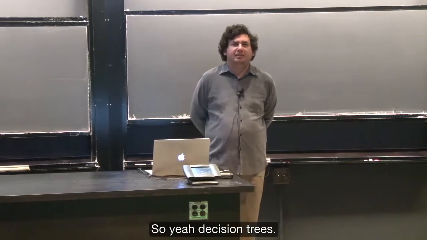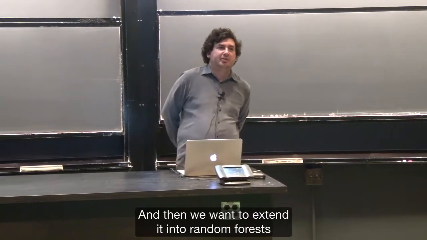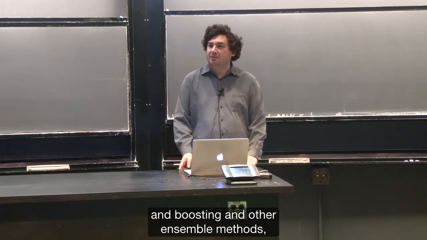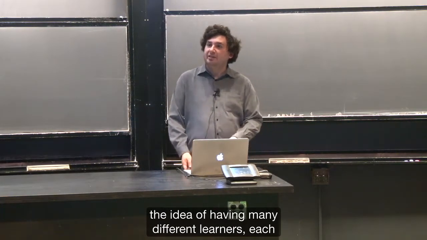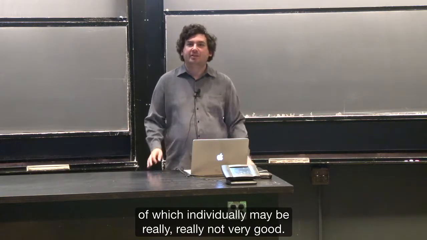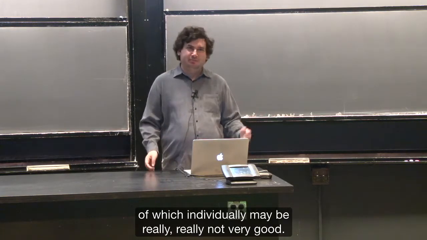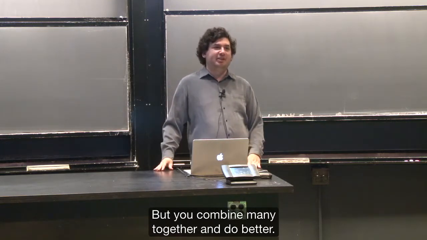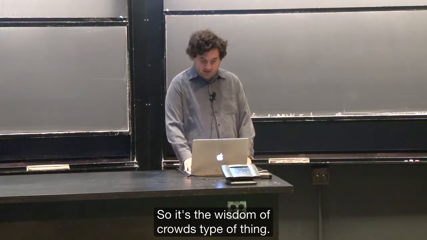So yeah, decision trees, and then we want to extend it into random forests and boosting and other ensemble methods. The idea being, we have many different learners, each of which individually may be really not very good, but you combine many together and do better. So it's the wisdom of crowds type of thing.